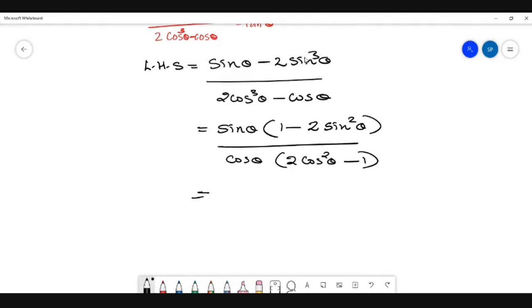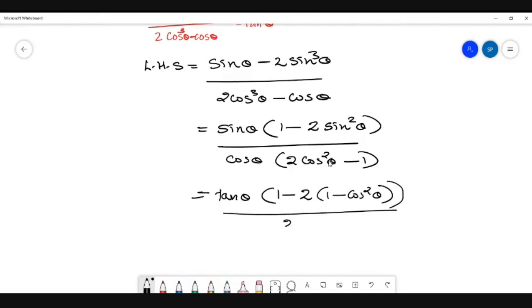But this is to be cancelled. That is, we have to make any one of this, that is sin square in terms of cos square or cos square in terms of sin square. So it is equal to sin theta by cos theta, we know it is tan theta, into 1 minus 2 into, the sin square theta can be written as 1 minus cos square theta, whole divided by 2 cos square theta minus 1.